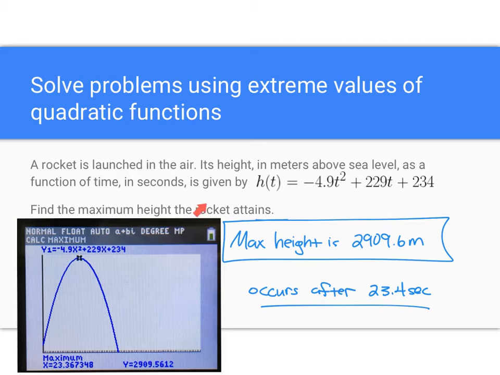So questions like this could ask, how long after it takes off does it attain maximum height? That's this. It could ask, what is the maximum height? That's this. It could ask for both. When does it attain maximum height and what is the maximum height? And that's just a matter of making sure you're clear what the question is asking for.